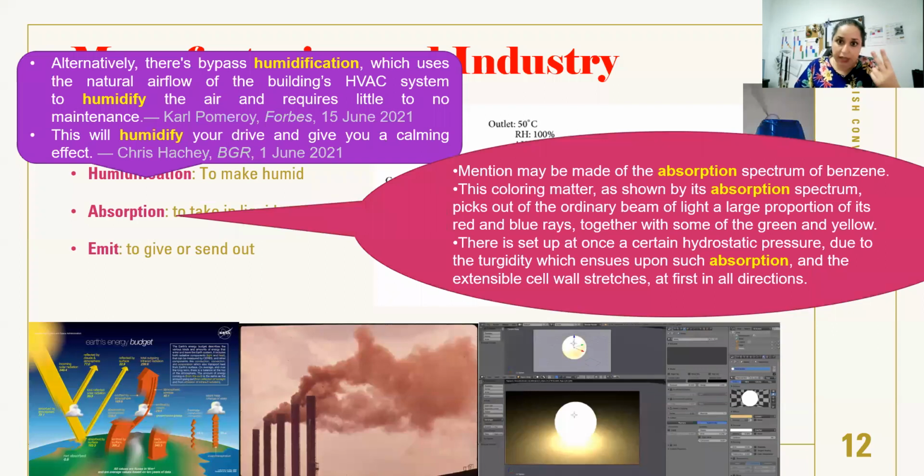So again, a second time, mention may be made of the absorption spectrum of benzene. This coloring matter, as shown by its absorption spectrum, picks out of the ordinary beam of light a large proportion of its red and blue rays, together with some of the green and yellow. There is set up at once a certain hydrostatic pressure due to the turgidity which ensues upon such absorption, and the extensible cell wall stretches at first in all directions.